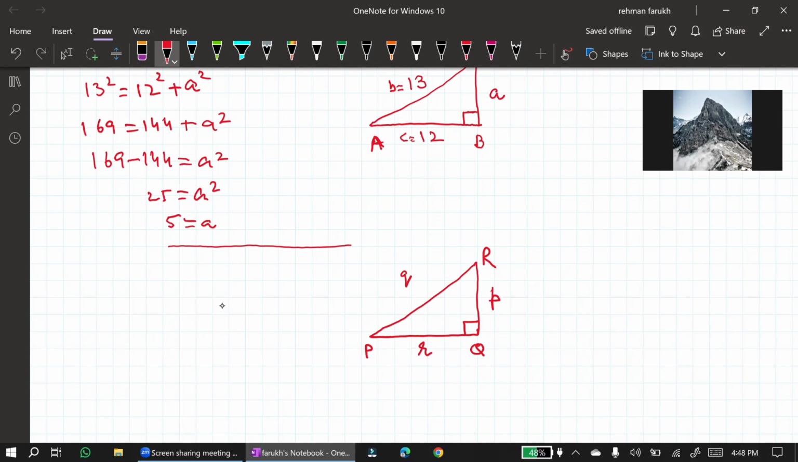Now, we will consider one angle of this triangle other than 90 degree. If we consider this angle and name that angle as x, then the side opposite to x is known as the perpendicular of x. And the side adjacent to x is known as the base of x. If we consider this angle and name this angle as y, then the side opposite to y is known as the perpendicular of y.